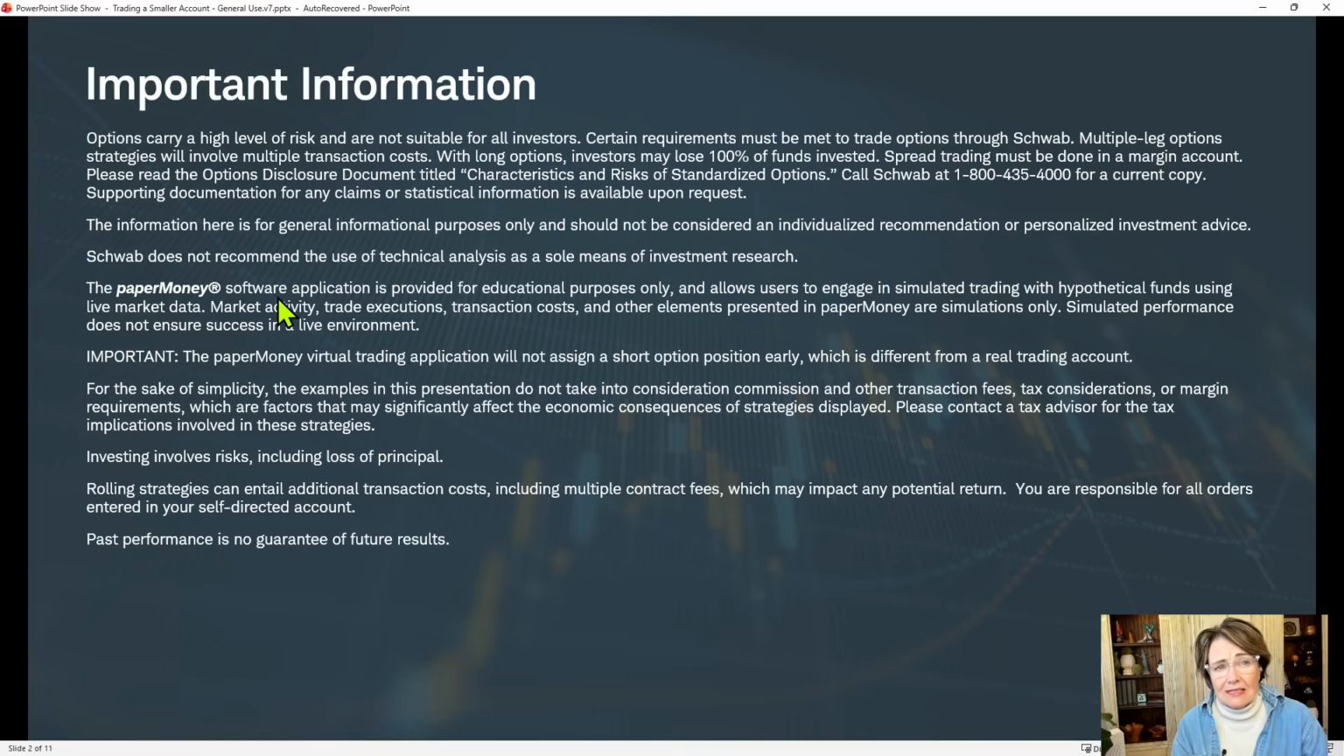We will put all of our example trades on the Paper Money software application on the Thinkorswim desktop platform, which is a brilliant place to learn, hone your skills, and make sure you understand your trading strategies before you consider trading in a live account. Know that one of the nuances or differences is that short positions will never be assigned early in Paper Money. That can happen in a live account. I've seen it happen in my own live account, and sometimes that can be a good thing, and sometimes it can be rather unsettling. So we'll discuss that as well.